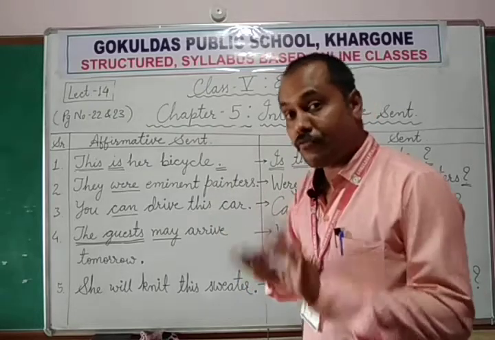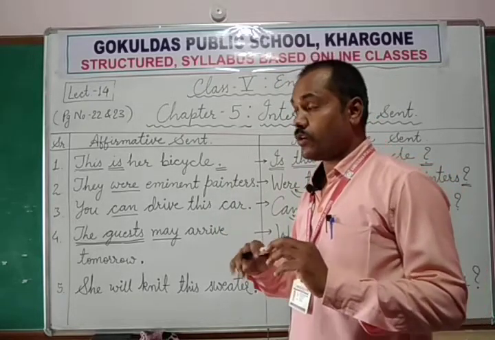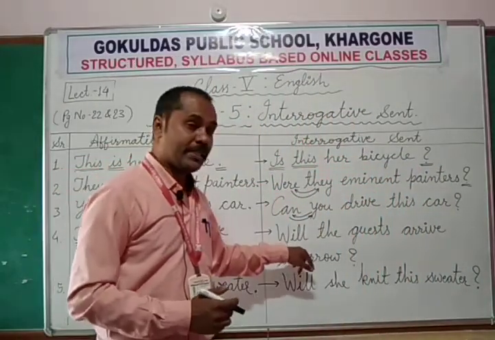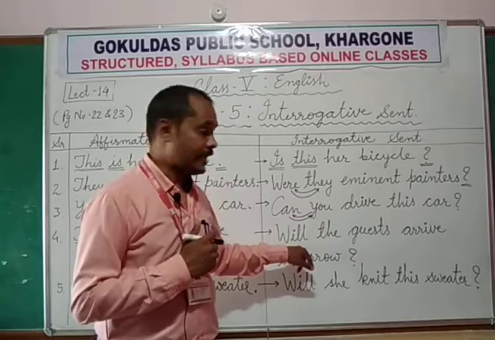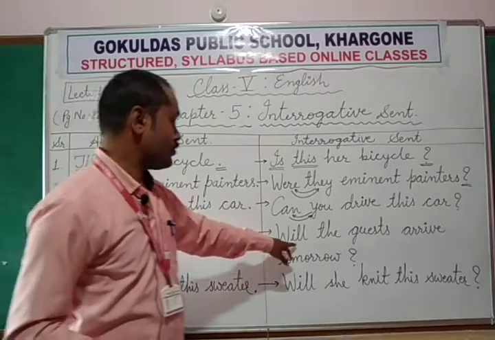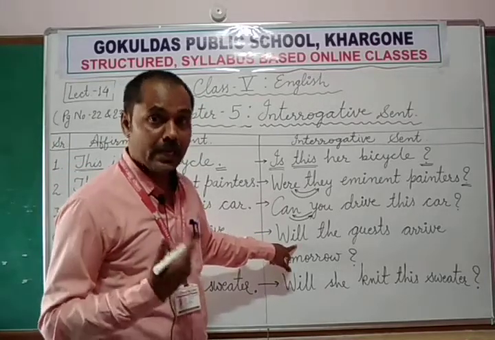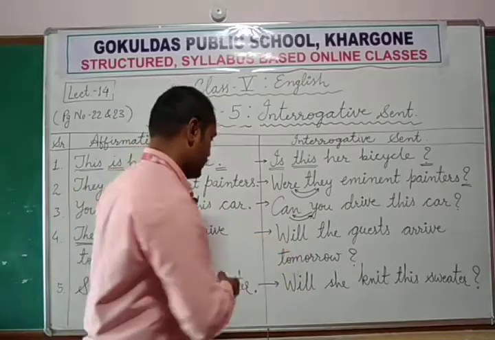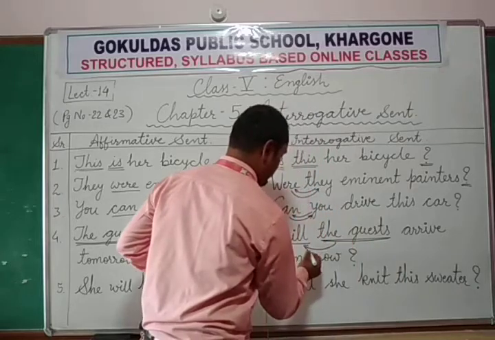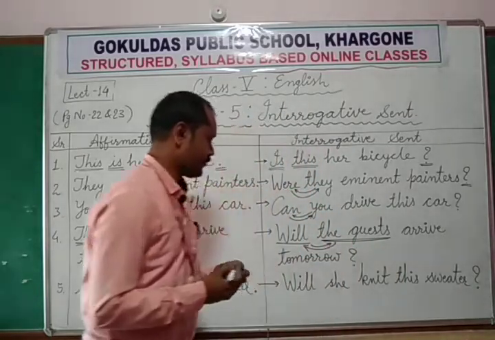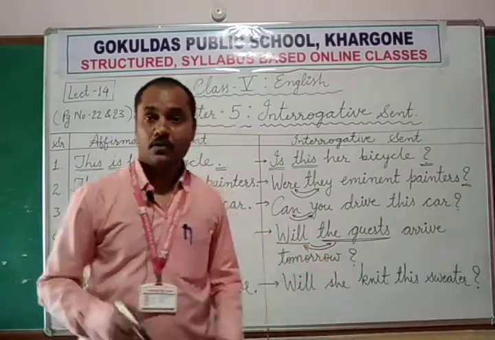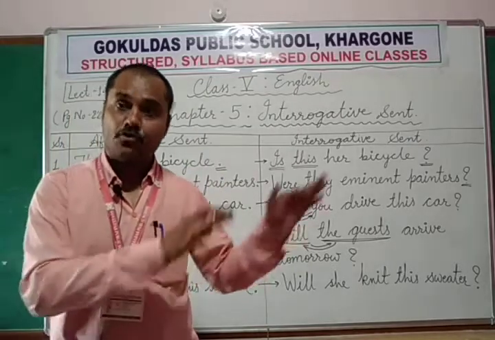But if you want to confirm, then for confirming we will ask a question. At the time of confirming, we don't use may. In the place of may, we will use will. आएंगे, क्या वो आएंगे? Will the guest? Will and the guest. Now we change the places. Will the guest arrive tomorrow? And question mark. Will the guest arrive tomorrow?